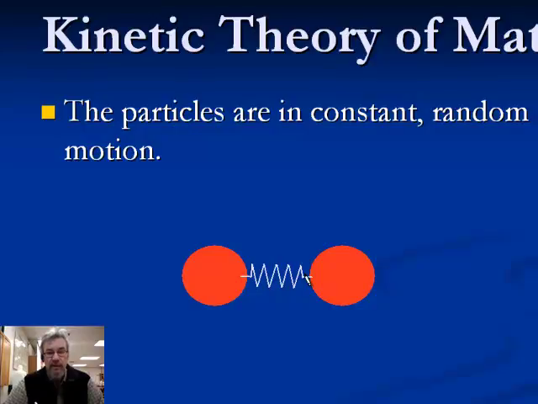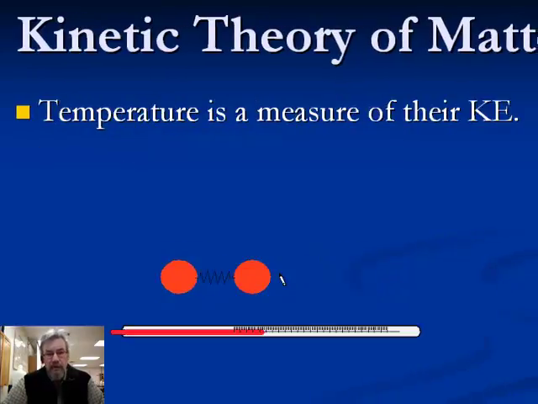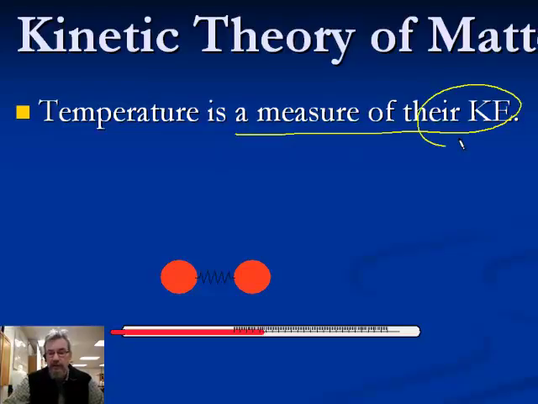Another thing is the particles are in constant random motion. As they're sitting there, they may not look to us macroscopically like anything's moving from what we can see with our eyes, but really all the particles are constantly moving around. Another basic of the kinetic theory of matter is that the higher the temperature, the faster the particles are moving. In other words, temperature is a measure of kinetic energy.